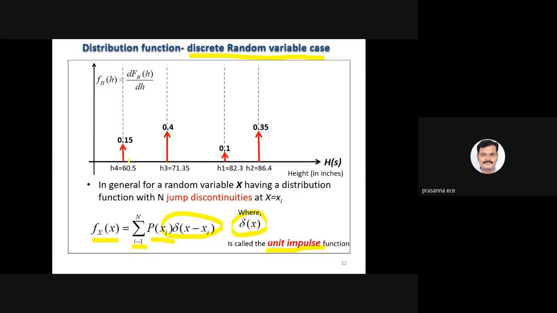The unit impulse function is represented graphically by this symbol, an upward pointed arrow, and it has some special properties and peculiar characteristics, which we'll be seeing in the next session. For now, just consider this: it is a summation of probabilities of the points xi multiplied by a unit impulse function. The density function is the result of this summation.